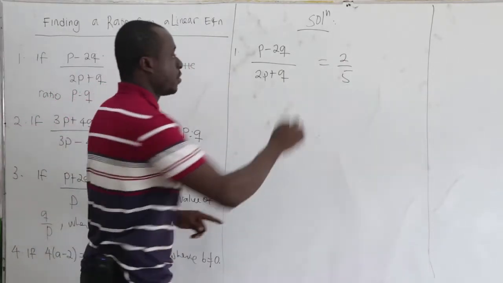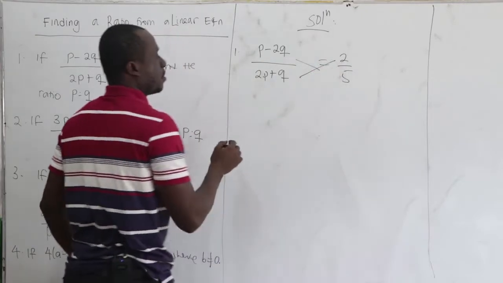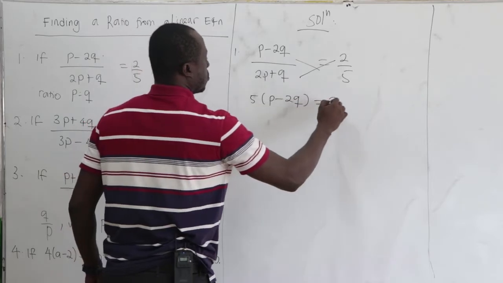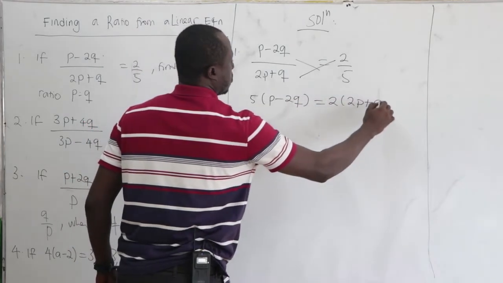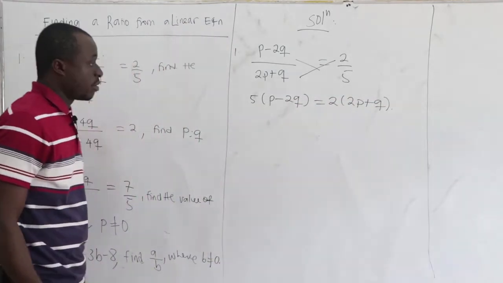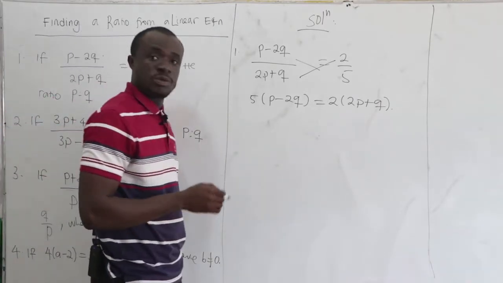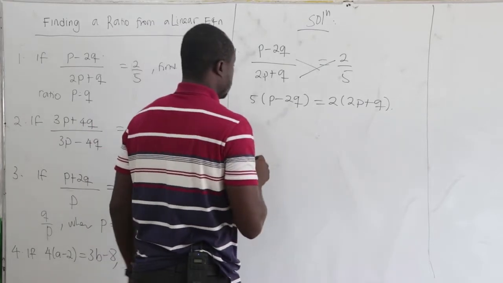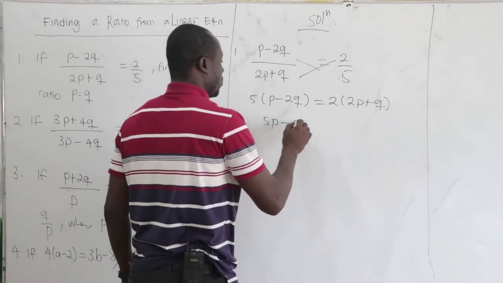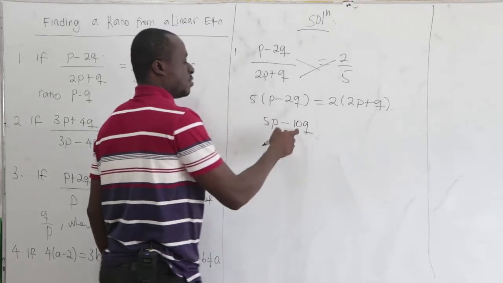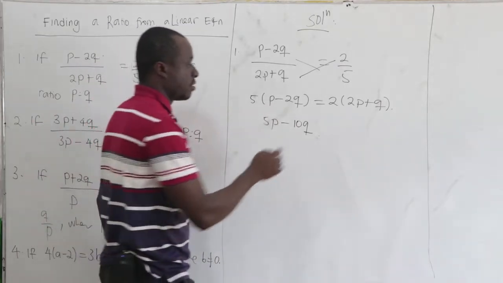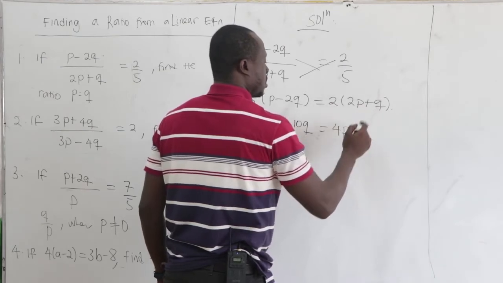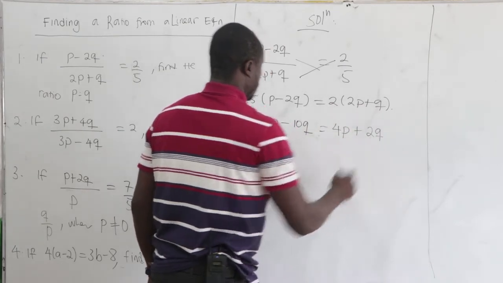So first, we cross multiply. So when you cross multiply, you have 5 into bracket P minus 2Q equal to 2 into 2P plus Q. From here, what can we do? We have to expand using the distributive property. 5 times P, we have 5P. 5 times 2Q, that's negative 10Q. Equal to 2 times 2P, we have 4P. 2 times Q, we have 2Q. From here, what do you do?